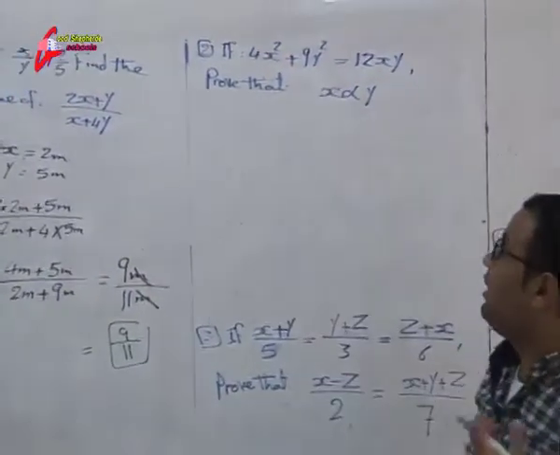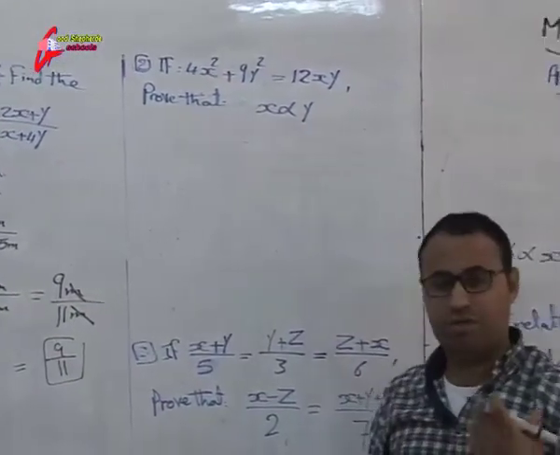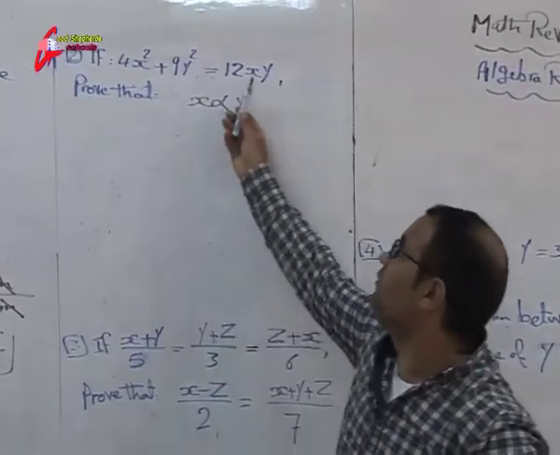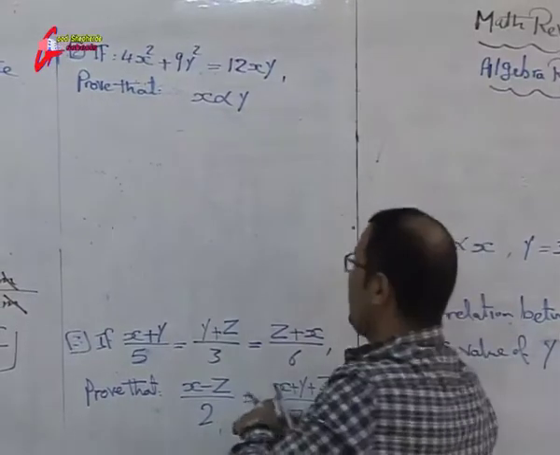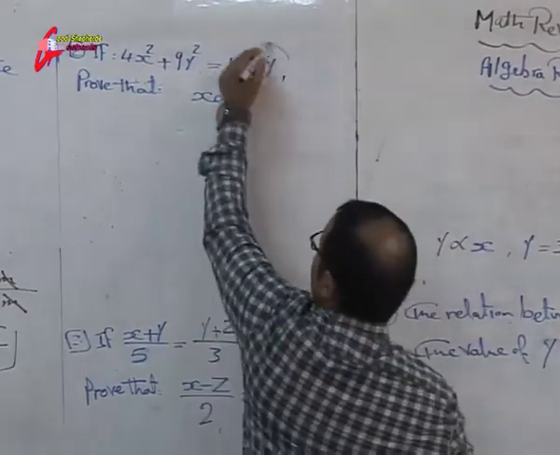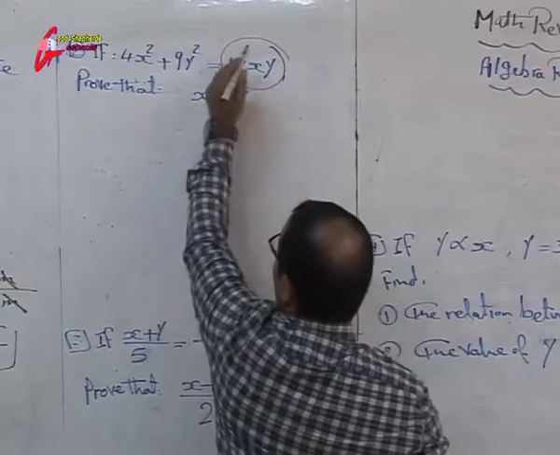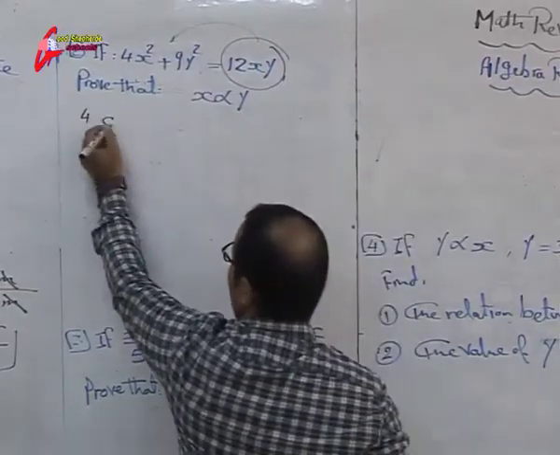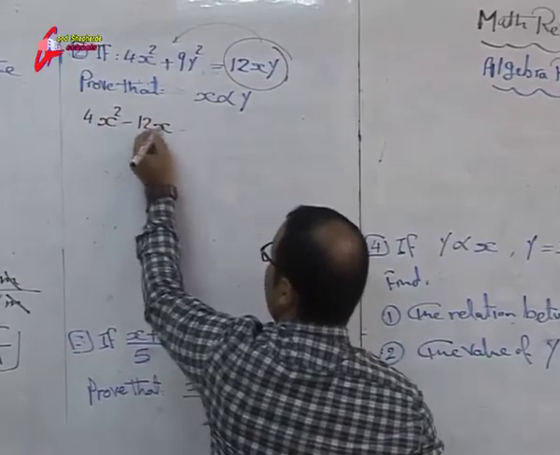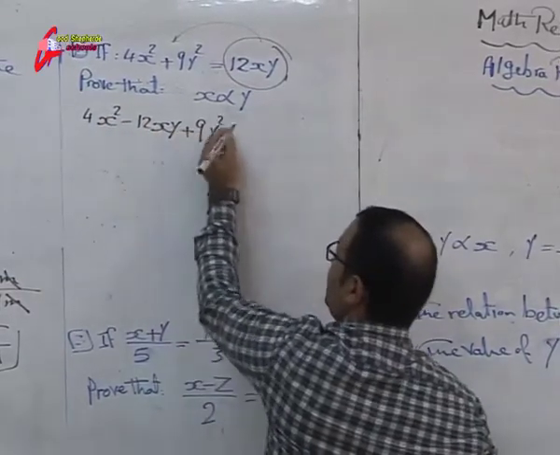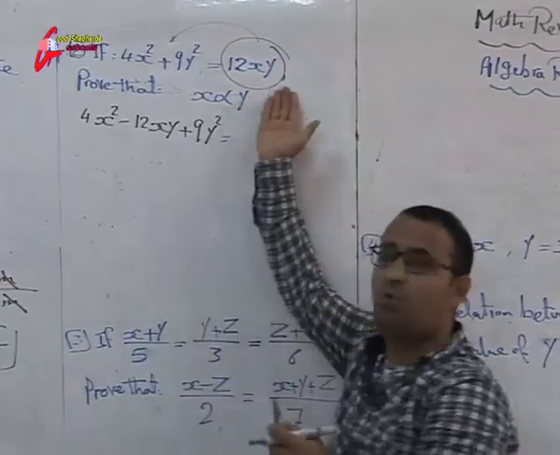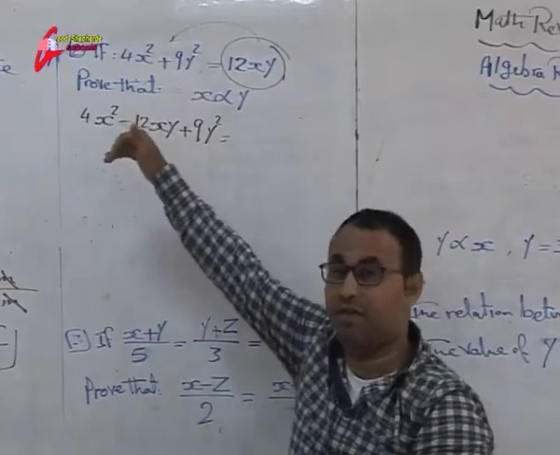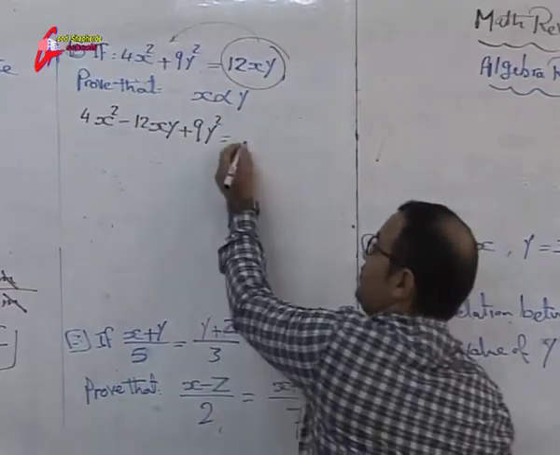Number 2: if 4x power 2 plus 9y power 2 equals 12xy, take care of this operation. You must take this part and move it to the other side with the opposite sign. So it will be 4x power 2 minus 12xy plus 9y power 2, and this part removed from the right-hand side and written in the left-hand side, and on the right put 0.